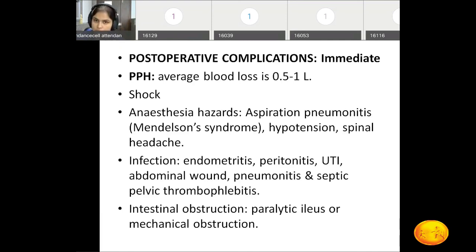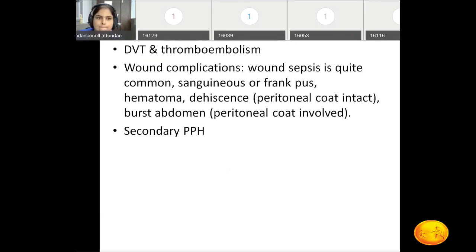Then intestinal obstruction due to paralytic ileus or mechanical obstruction. Mechanical obstruction is more common if there are previous procedures done and there are adhesive bands in which the loop is more likely to go and get stuck. So that will cause mechanical obstruction. Now, DVT and thromboembolism. If the BMI is more than 30, always we have to think of giving them prophylaxis.